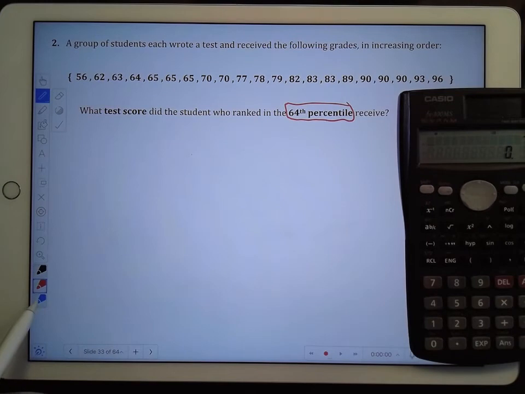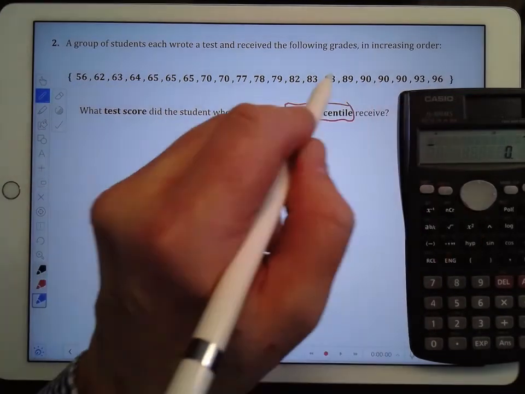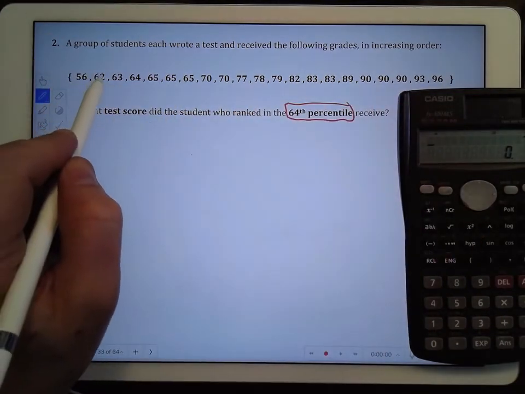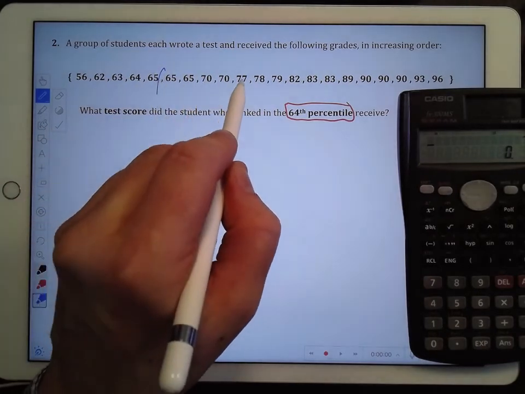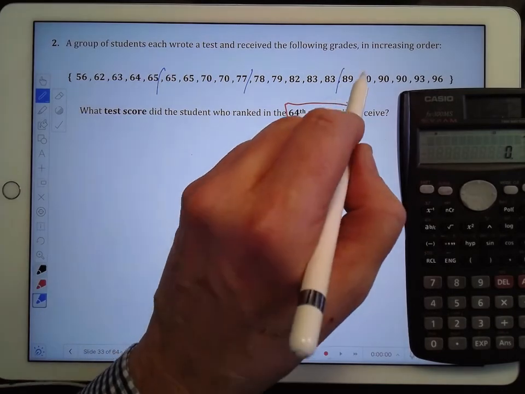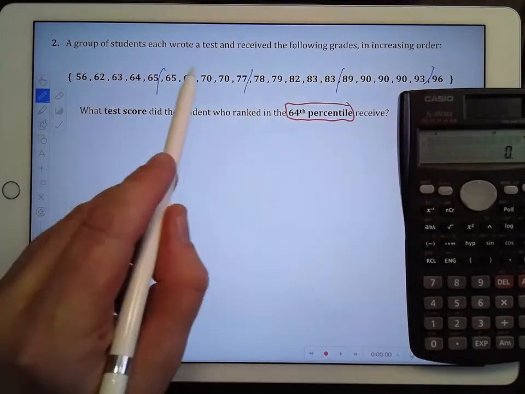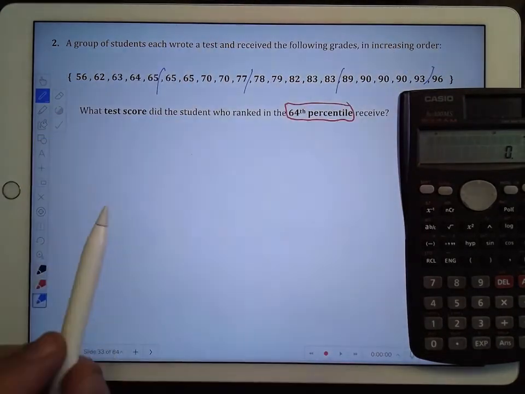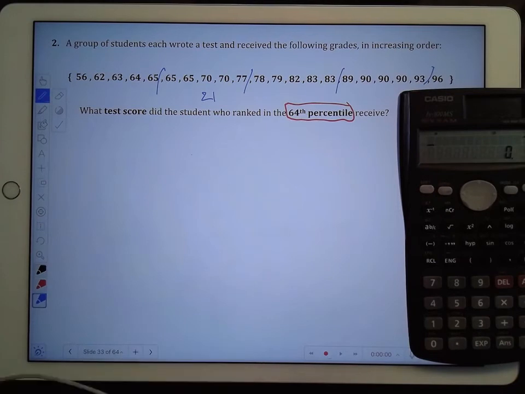Always important to remember, you need to know how many people are in the sample. So there are 21 in this case, in this sample here. I'll show them to you. 1, 2, 3, 4, 5. 1, 2, 3, 4, 5. So 5, 10, 15, 20, and 1 for a grand total of 21 people in the sample.